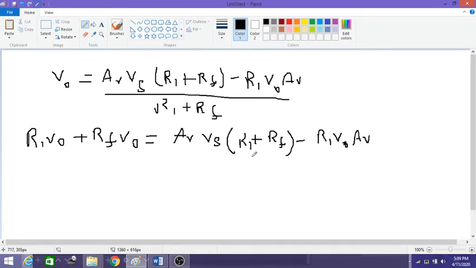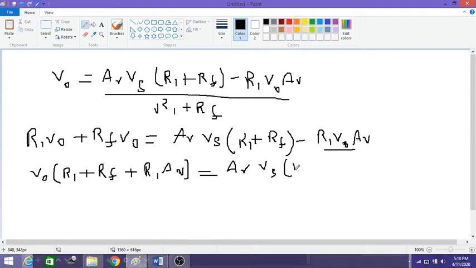Then let us take the terms of V0 on the left hand side. So I'll straight away write this by taking the V0 terms from the right hand side to the left hand side. Then we will have V0 as common, so we have R1 plus RF plus R1 into AV, equals AV into Vs of R1 plus RF.